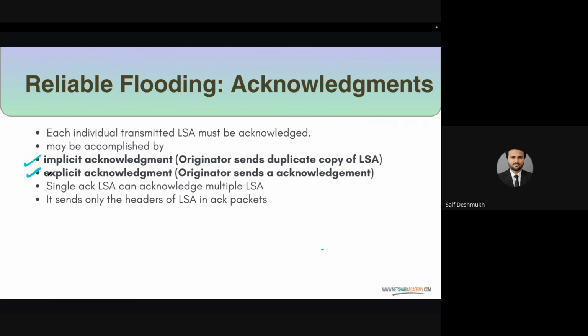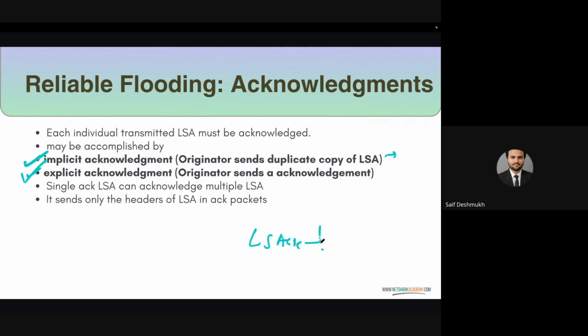Whatever LSA or update packet is sent out needs to be acknowledged, and the receiving end is going to send out a duplicate copy of the LSA. The one that I showed you when we saw the LS ACK packets was actually implicit acknowledgement. It was sending a whole copy of the LSA. And then we have explicit acknowledgement, simply sending an acknowledgement instead of sending a duplicate copy of the LSA.